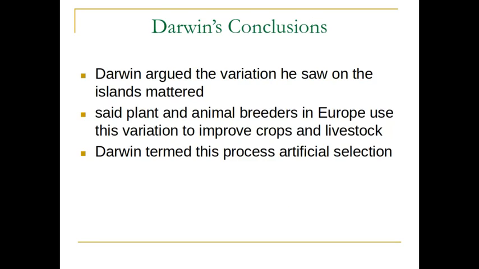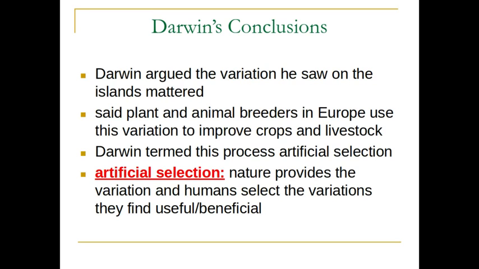And this is where the term natural selection comes from, because Darwin argued that the variations he saw on the island mattered. He said plants and animal breeders in Europe have been choosing crops and livestock that they want, and they've been doing what's called artificial selection, which is where humans choose the characteristics that are most desirable and breed them to maintain or increase the yield of those individuals. So artificial selection is humans choosing the characteristics that are most desirable and breeding them.